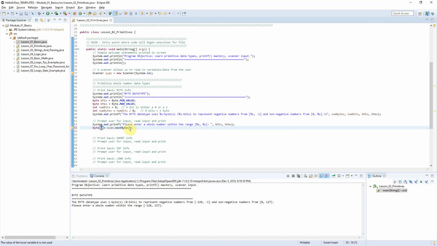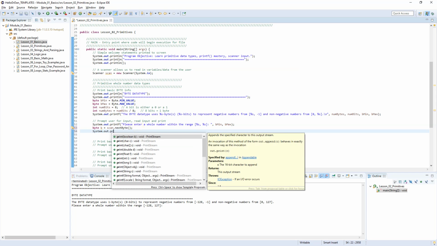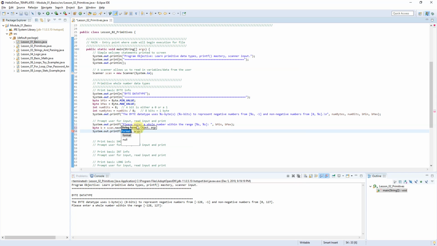Once I type it in and hit enter, it's going to save that value in the variable b. The last thing I'm going to do is print this out to the user. I'll do something like this, System.out.printf, and I'll print out the minimum value, the value that I read in, and the maximum value.